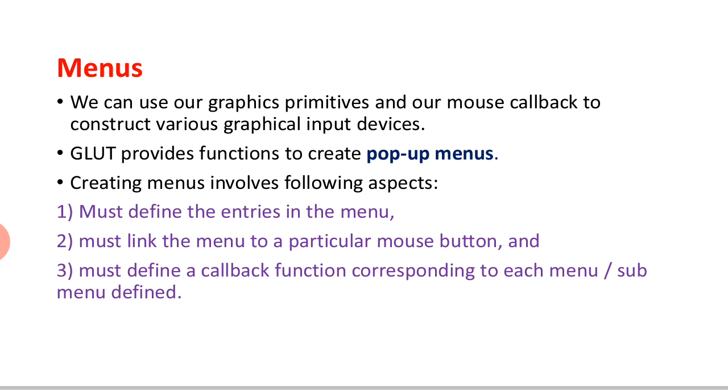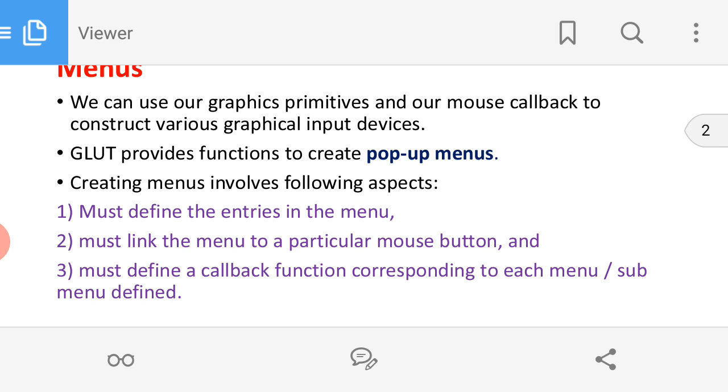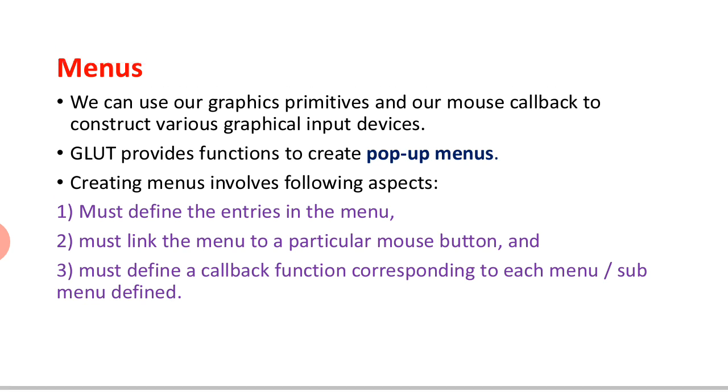Whenever we want to create menus, we need to follow some steps involved in creating a menu, especially in OpenGL. The very first one is that we have to define the entries in the menu. There is an OpenGL function available for this. Once we start creating any menu, it will come up with different choices. Those choices are the entries that we have to define first. The second thing is that we should link that menu to a particular mouse button.